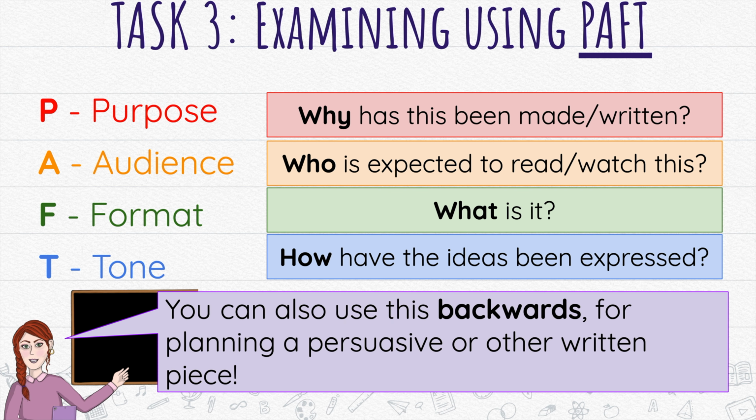It's worth knowing that when using PAFT to pick apart a piece of writing, you can also use it backwards. So you can use it as the building blocks for planning a piece of writing as well, particularly effective for persuasive writing. So we'll use PAFT backwards when we actually come to writing our own chocolate advert a bit later on.